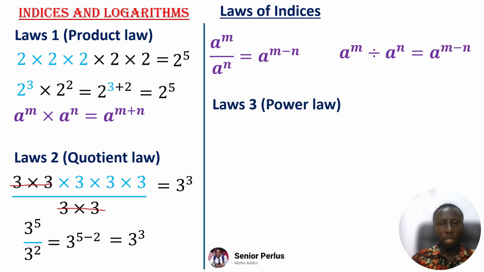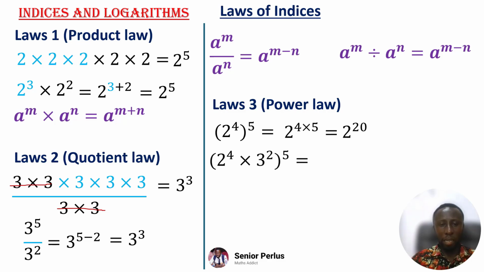Then law 3, the power law. This one I'm going to do with powers. I have this example here: 2 to the power 4, bracket closed, to the power 5. This means we maintain the 2, then multiply the powers. If we multiply the powers, we have 20. Then I have this example there.